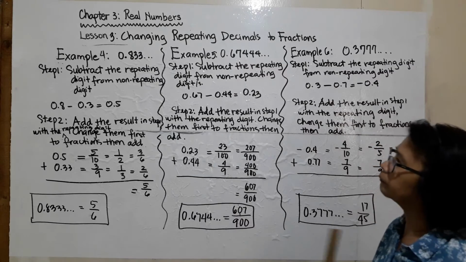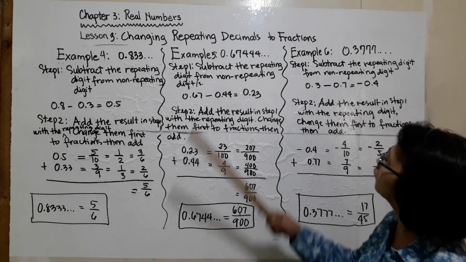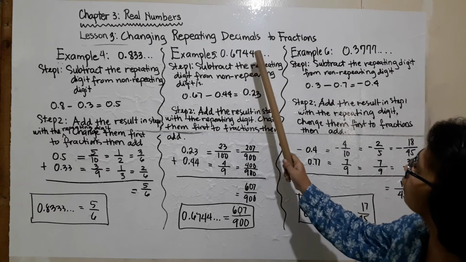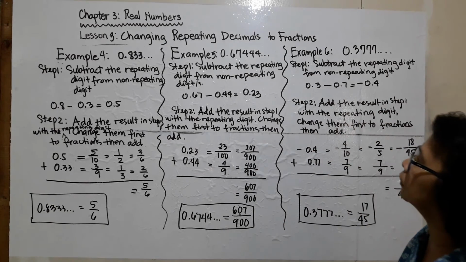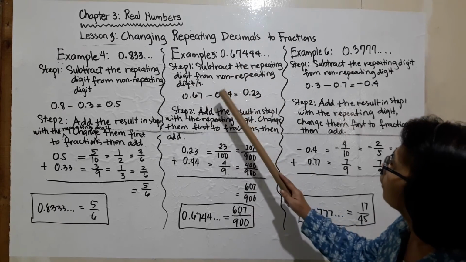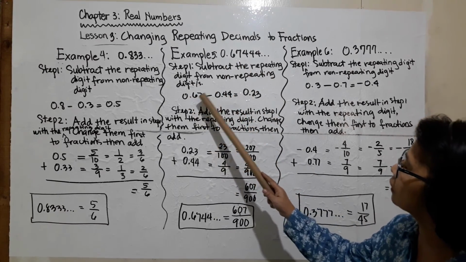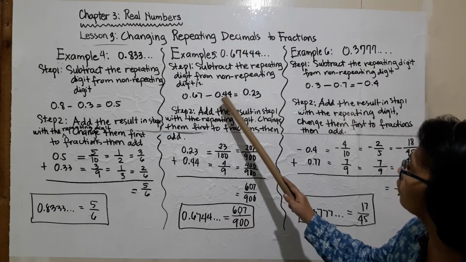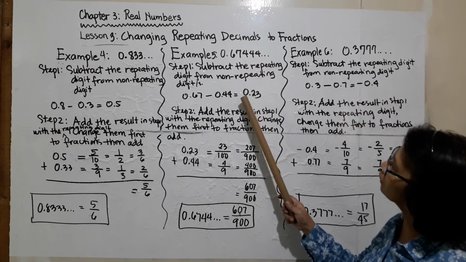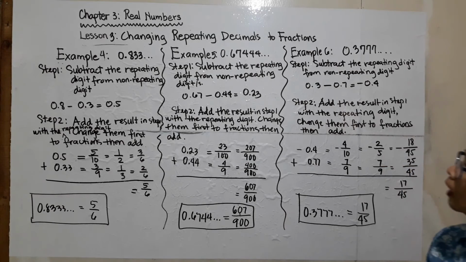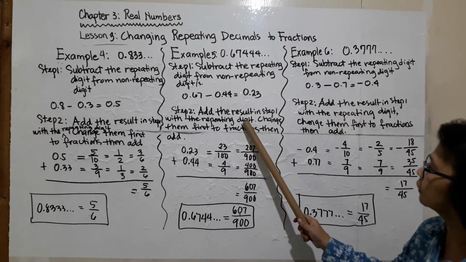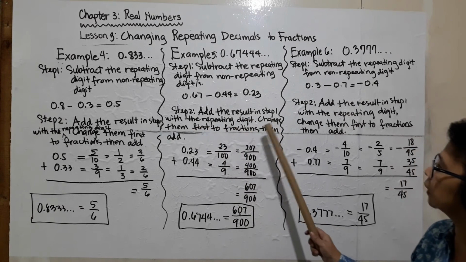Example number 5. In example number 5, there are 2 digits which are not repeating. Only 1 digit keeps on repeating, 4444. So what are you going to do? Step 1, subtract the repeating digit from the non-repeating digits. Okay, the non-repeating digits are 0.67 minus 0.44, or simply 0.44. Then subtract, the result is 0.23. Step number 2, add the result in step number 1 with the repeating digit. Change them first to fractions, then add.